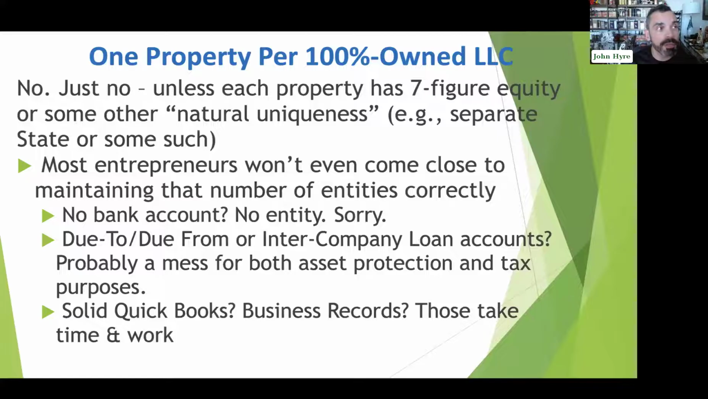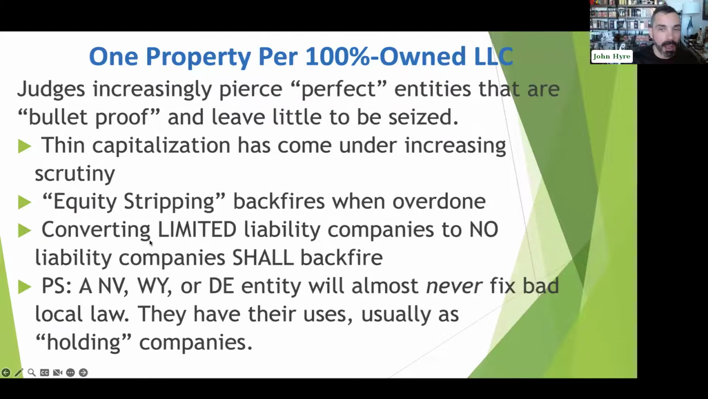Now, if you do, it's because each of the 40 LLCs has a $2 million net equity property, and you're getting a bunch of income, and you can pay a team of people to do all the admin work that I know you hate and is low value work compared to what you normally do. So that's the key. If there are assets to protect and income being produced, more entities may be worthwhile. In fact, let me reiterate, judges are increasingly piercing perfect entities that are bulletproof, meaning they don't leave anything on the table for creditors to get. Give the dog a what? A bone, but not the meat.